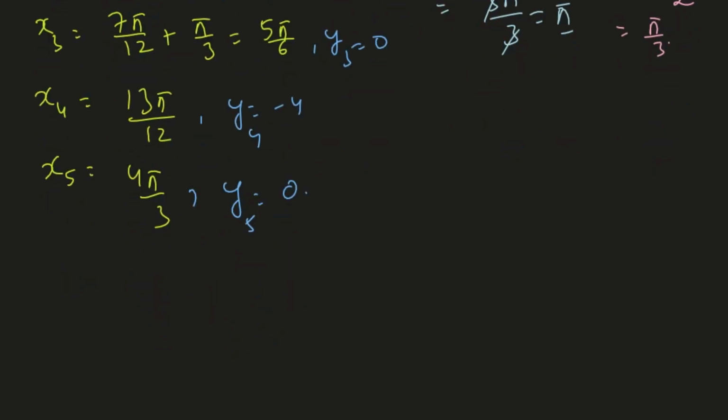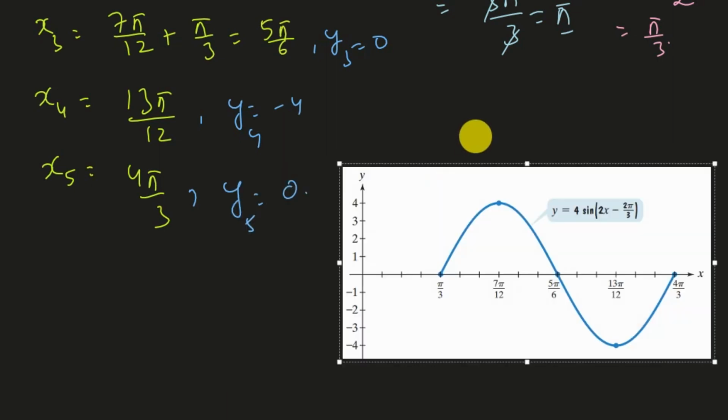Now let us sketch. So if you sketch, the graph would be something like that. This would be the graph. Here you can see that there is a phase shift of pi by 3, correct? And this is the amplitude 4. This is the maximum point, this is the minimum point, and these are the x intercepts. And this is the graph for the one cycle. This is going to repeat. Okay, so this is the required result and the required graph.